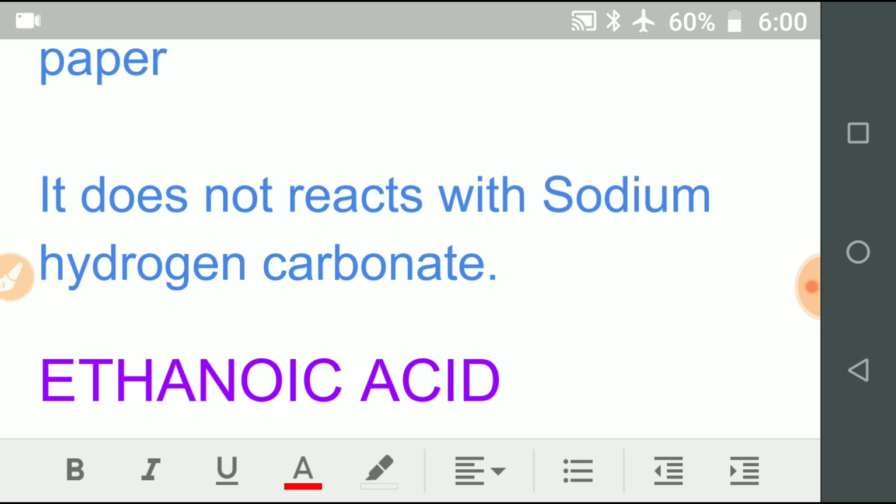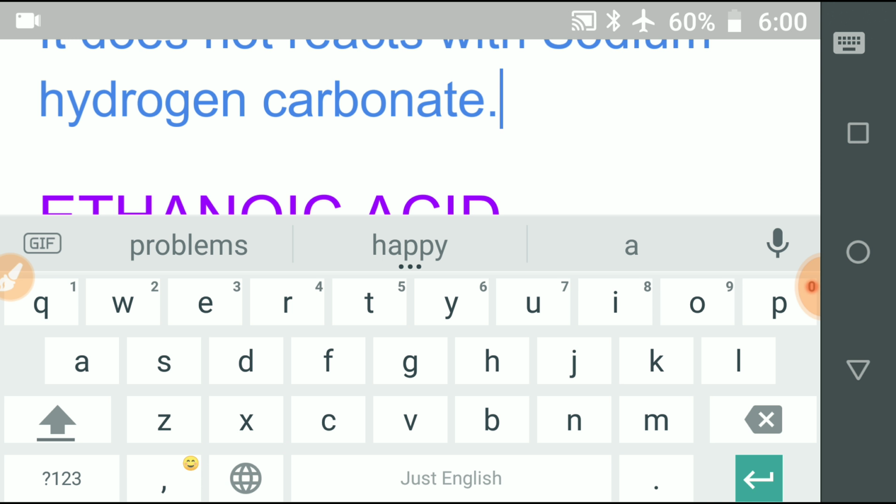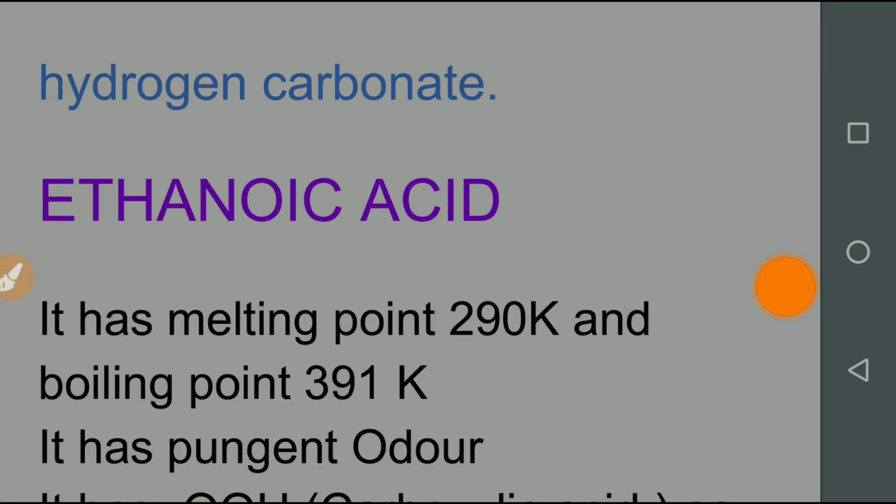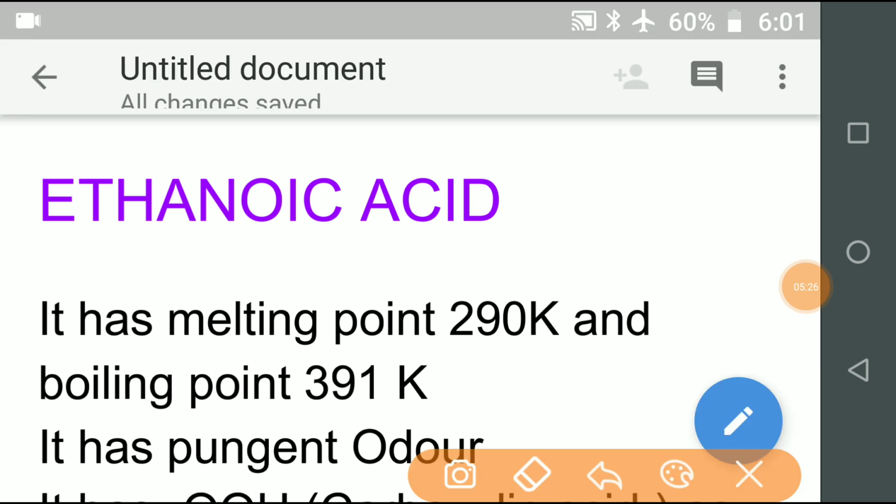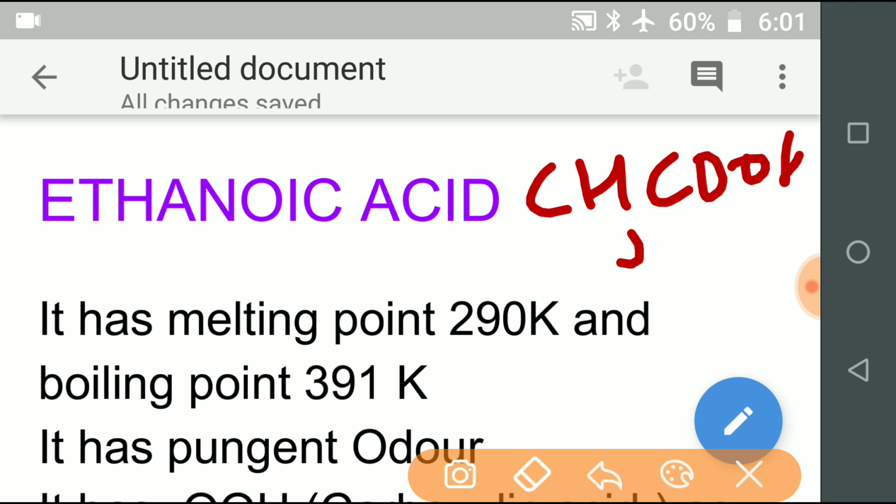Now let us discuss ethanoic acid. Its molecular formula is CH3COOH. This is the molecular formula for ethanoic acid. Ethanoic acid is obtained by adding oxygen to ethanol in the presence of potassium permanganate, KMnO4, as a catalyst or oxidizing agent to give rise to ethanoic acid.